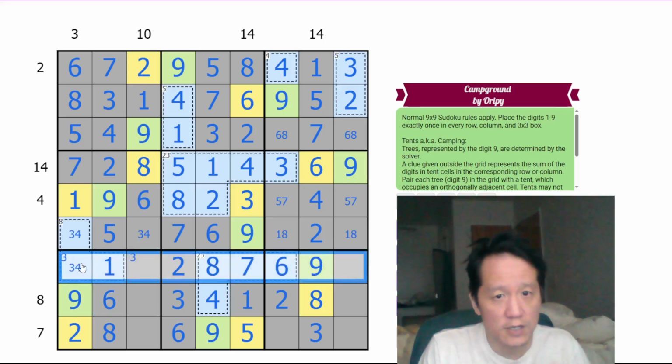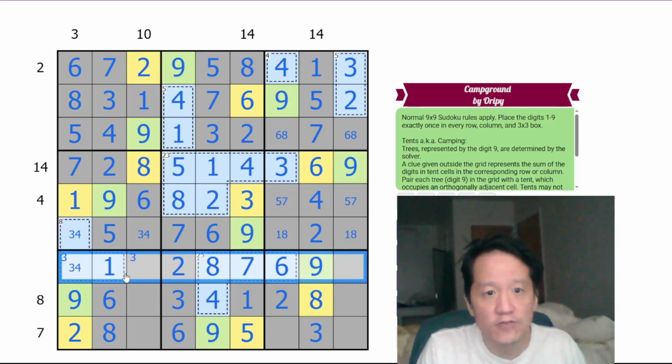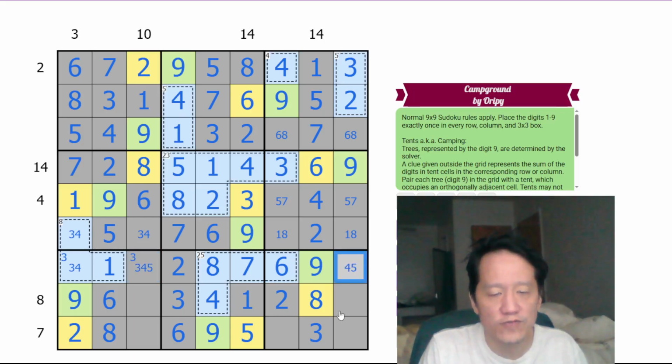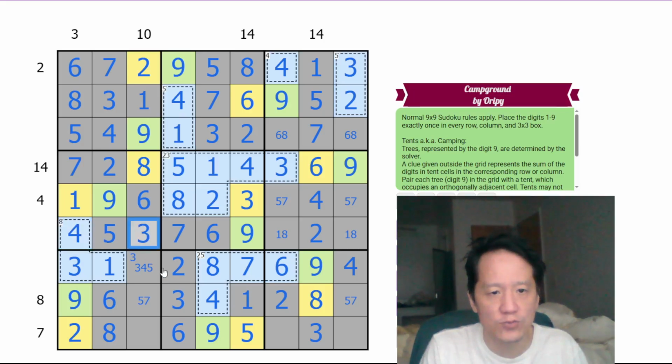Remaining digits in row 7 are 3, 4, and 5. So this could be 3, 4, 5. This could be 4, 5. Remaining digits in row 8 are 5 and 7. And we have a 5, 7, 5, 7 pair in column 9, which eliminates 5 and 7 in the rest of the column. Therefore, this can't be 5. This is 4, which makes this a 3, which makes that 4, which makes that 3.